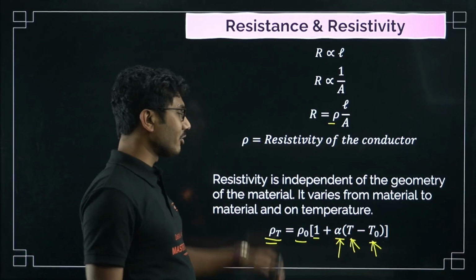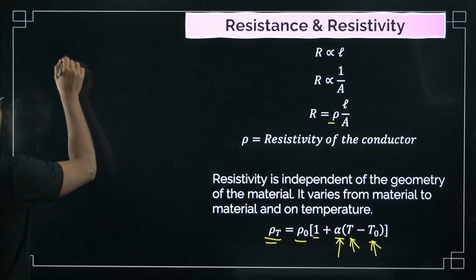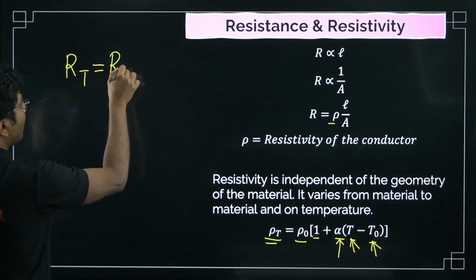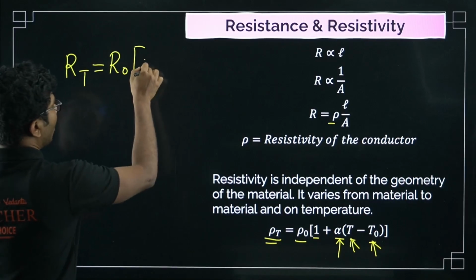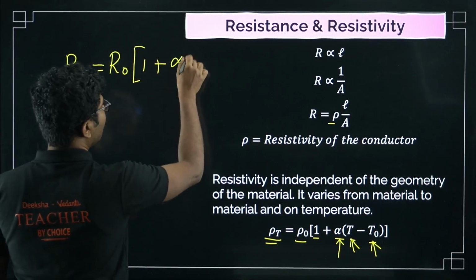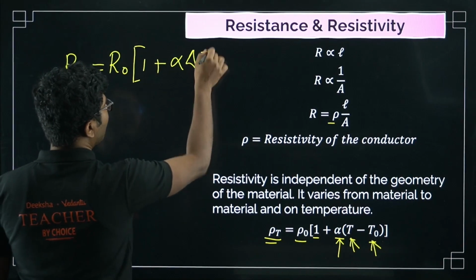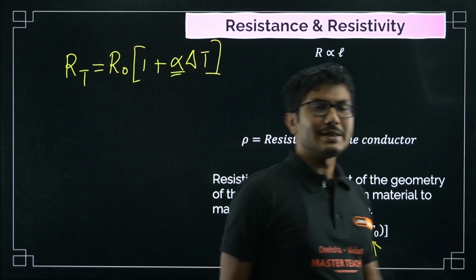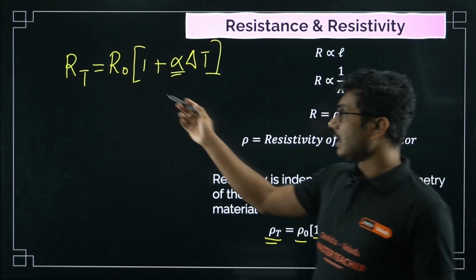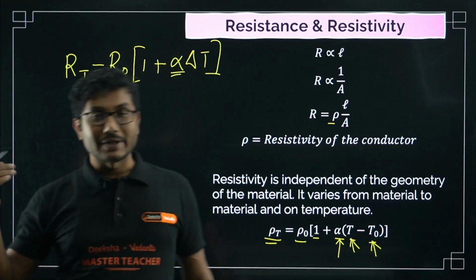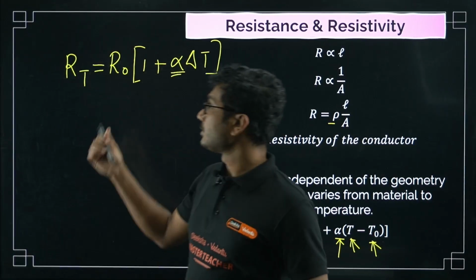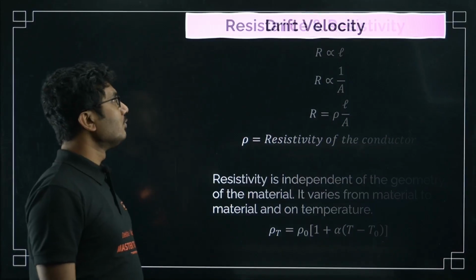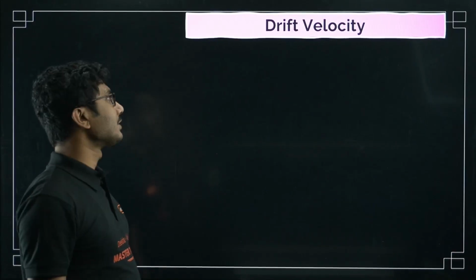Now if everything is constant, resistance also follows the same formula: R_T = R₀(1 + αΔT). Same formula, same α. The only thing is that resistance can change with length and area, but if length and area are constant, then resistance also obeys the same formula. That's it. Now let's move on to the next part, drift velocity.